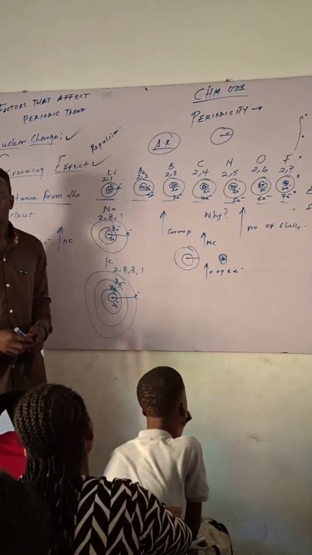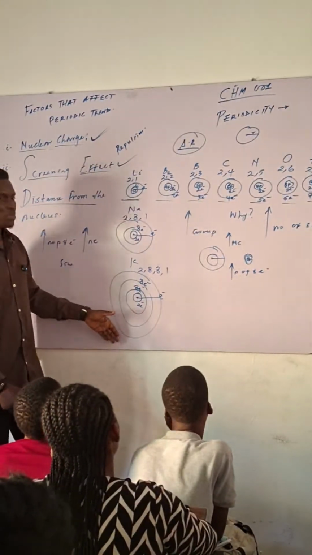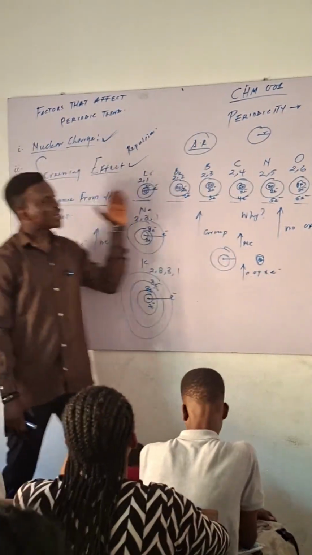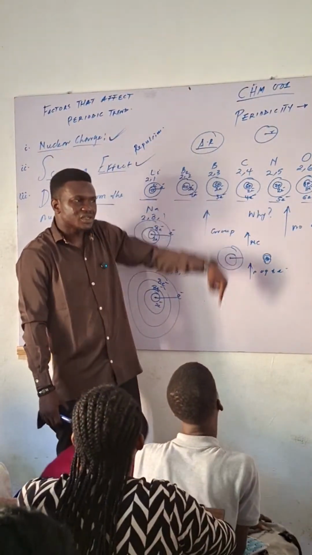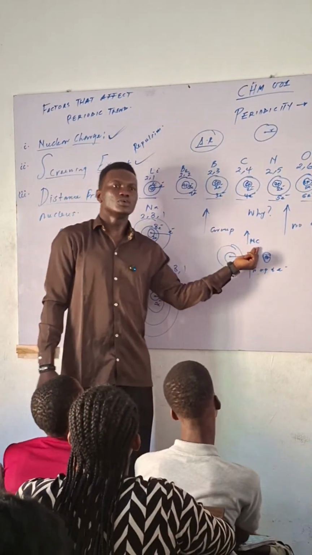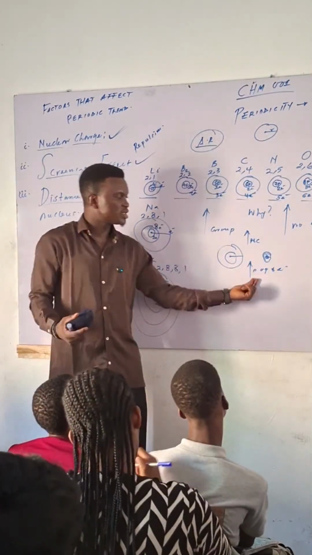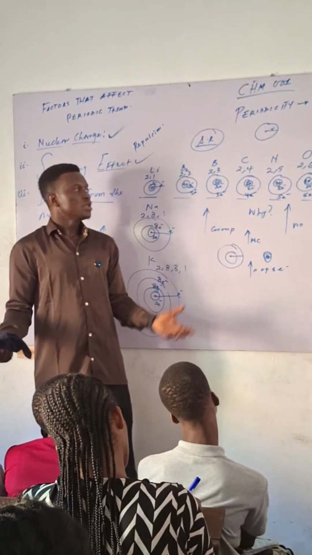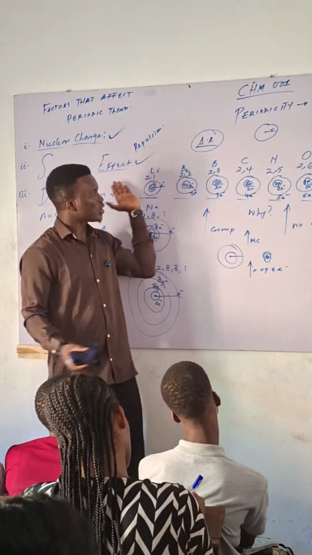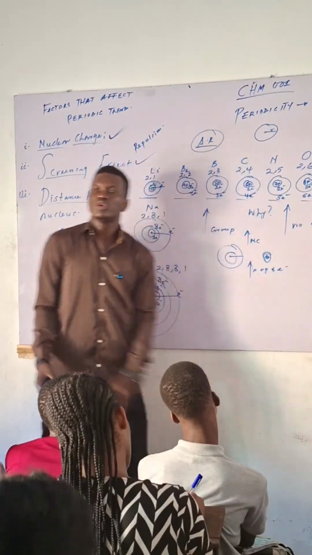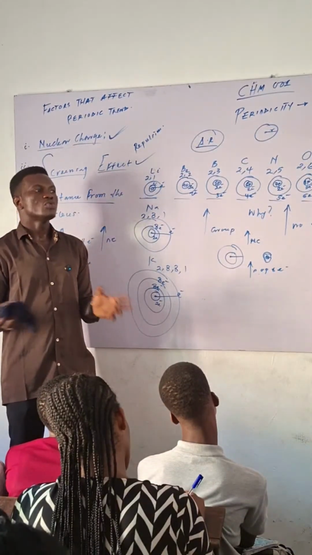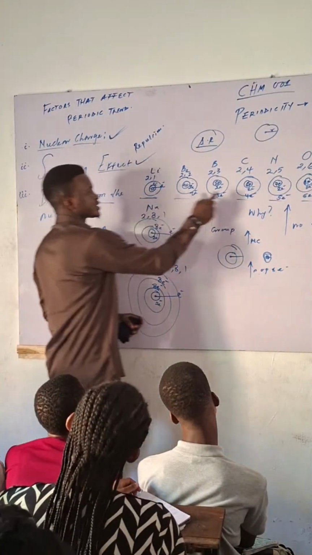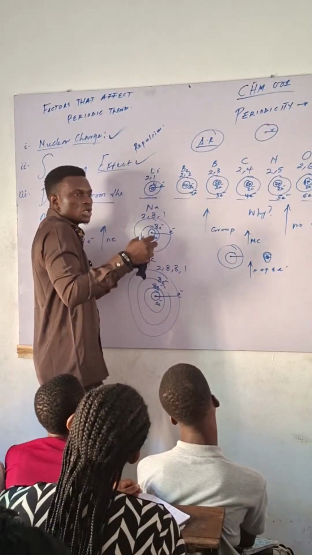Do you get that? So down the group, atomic radius increases due to increasing what? Number of shells. Across the period, atomic radius decreases due to increasing nuclear charge, or you can say due to increasing number of protons and electrons. Even though the number of shells remains the same, across the period it decreases. Do we understand that? For all the shells, it gets smaller because you are loading.